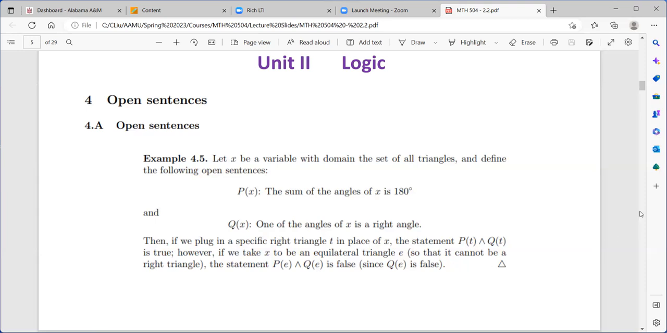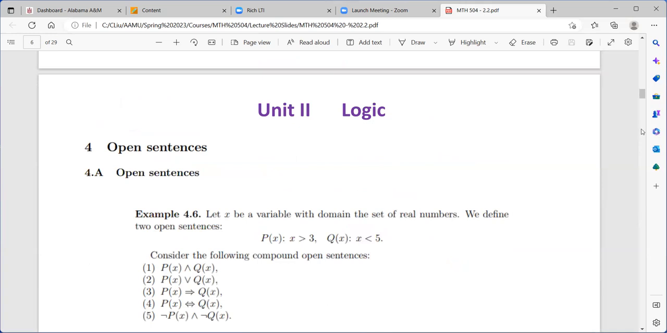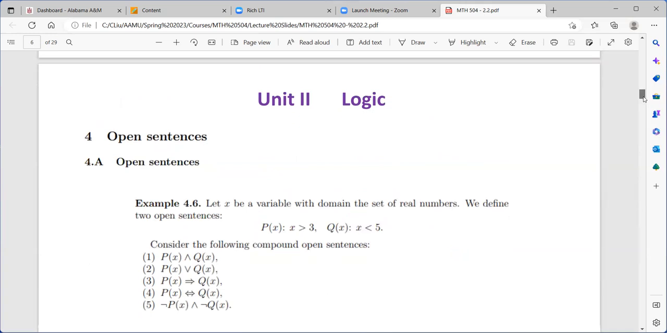All right. So pretty simple, it's just like a function. The difference is this time you get a truth value instead of a numerical value, in the case of open sentences. So let's talk about some more examples. In this example, let x be a variable with domain the set of real numbers.